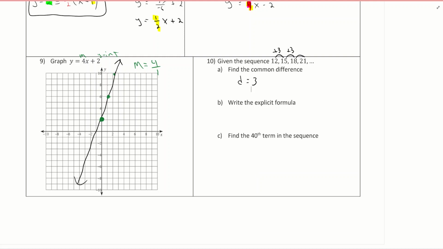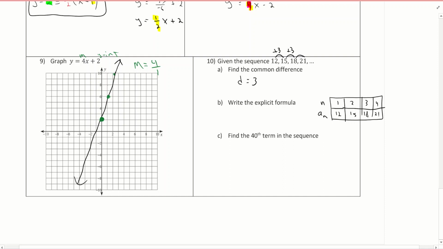Now the explicit formula, we want a formula so that, let me write this information in a different way, so maybe it'll help you see it a little bit better. We want a formula so that my first term is 12, my second term is 15, my third term is 18, and my fourth term is 21, right? So we're going to call this n, and this will be a_n, right? So when I plug in 1, I get 12. When I plug in 2, I get 15. When I plug in 3, I get 18.